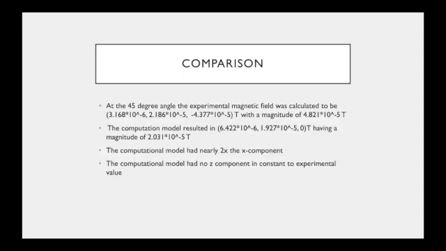The computational and experimental models can be compared, and due to their magnitude differences, the computational model had nearly 2 times in the x component, and additionally the computational model had no z component in comparison to the experimental value.